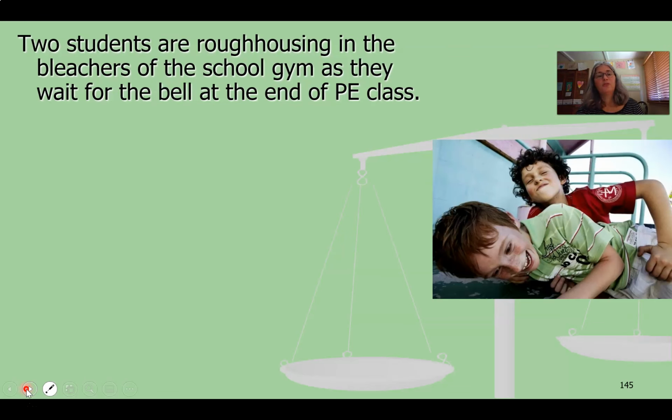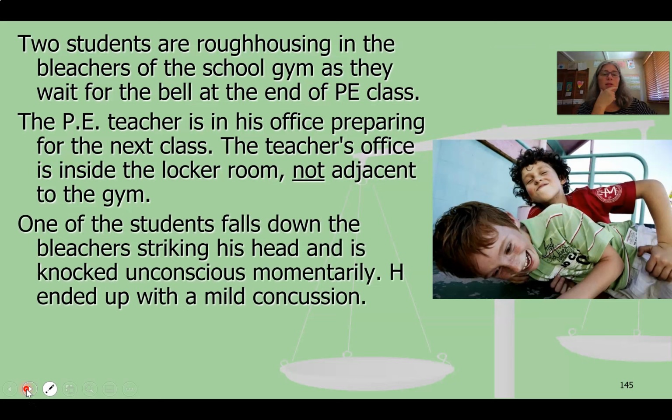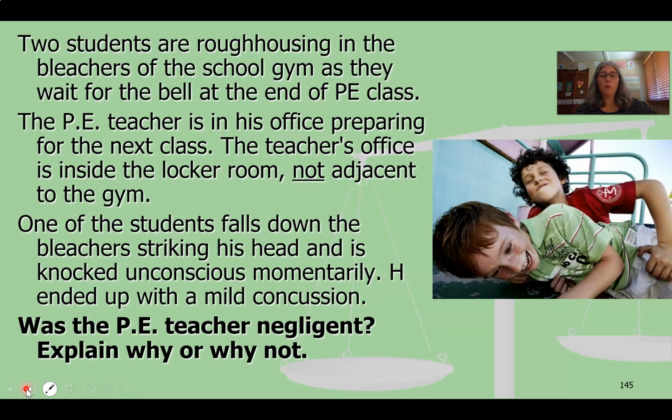All right, 2 students are roughhousing in the bleachers of the school gym while they're waiting for PE to be over with. The teacher's not even there. He's in his office preparing for his next class. His office is not adjacent to the gym. It's back in the locker room. One of the students falls down, strikes his head, knocked unconscious, mild concussion. Was the PE teacher negligent?